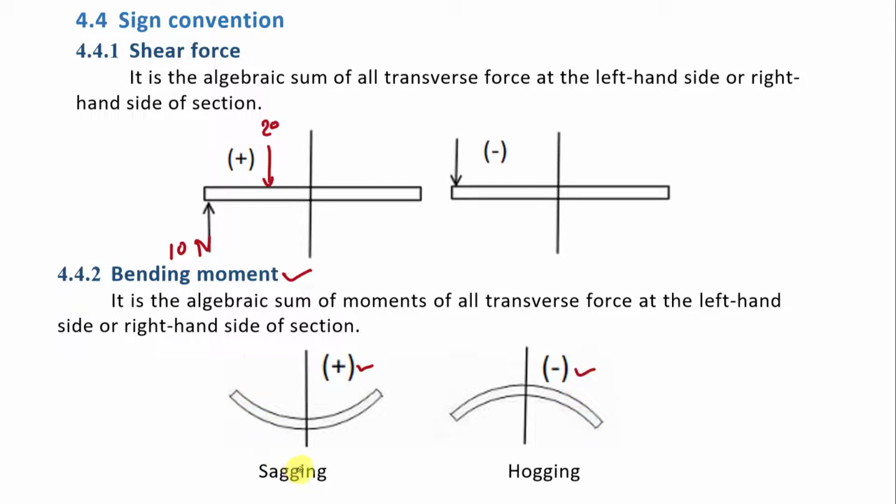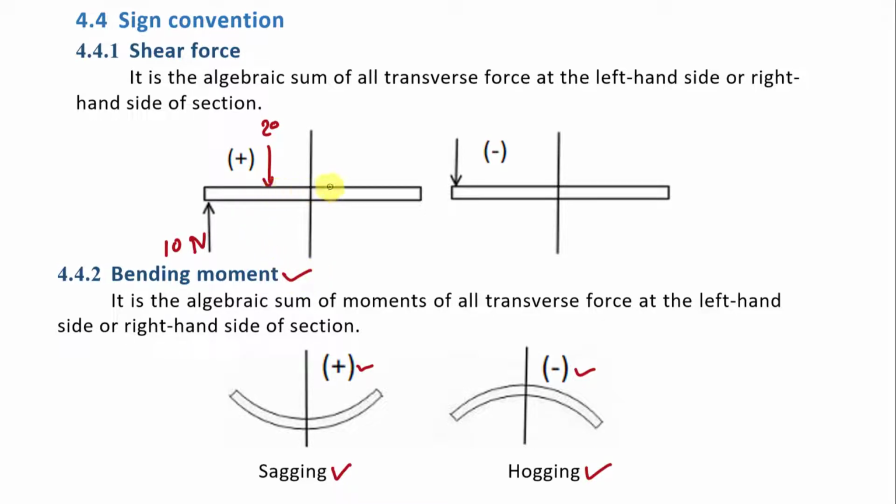You can remember this: if the beam is going to be bent like this, meaning the curvature of the beam is on the upper side, then it is called sagging of the beam. And if the beam is going to be bent like this, or the curvature of the beam is in the downward direction, then we can say that it is hogging in the beam. Okay? Now let us take one small example for bending moment.